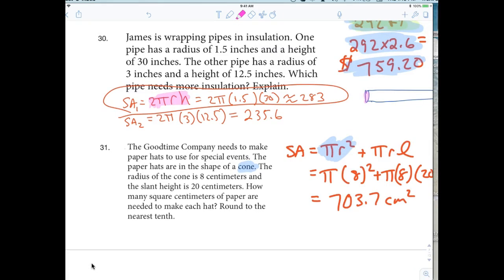So the first pipe has a surface area of about 283 square inches. And the surface area of pipe number 2 is about 235.6 square inches. And so it just wants to know which one needs more insulation. They're kind of close here, not that far off. So if you want to take a guess, go ahead. So it was the first pipe? Yes, the first pipe. All right.